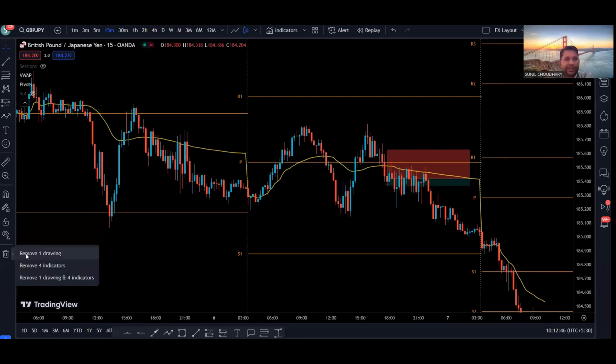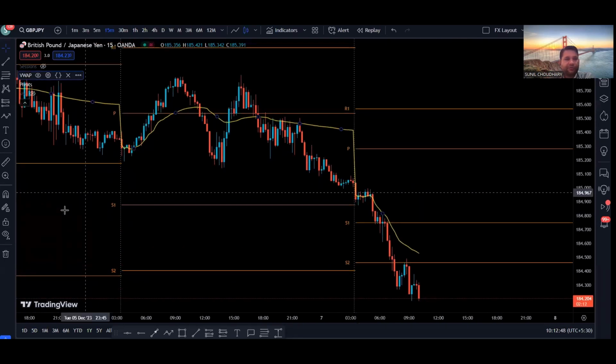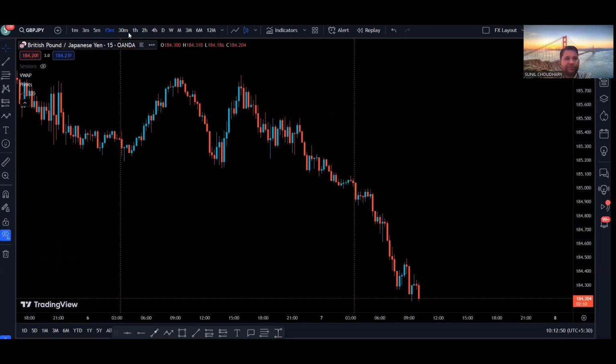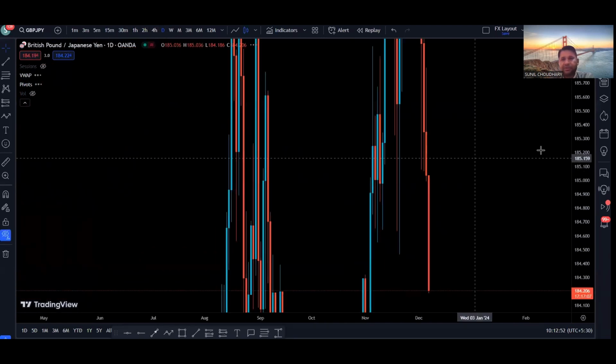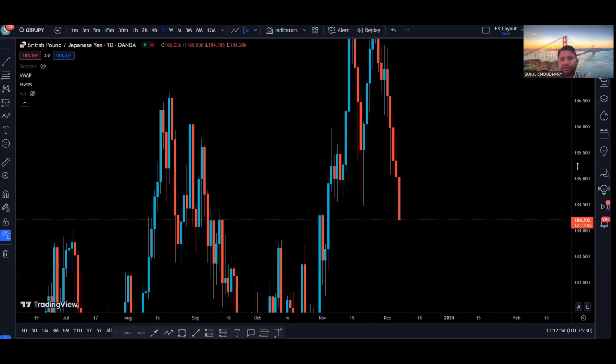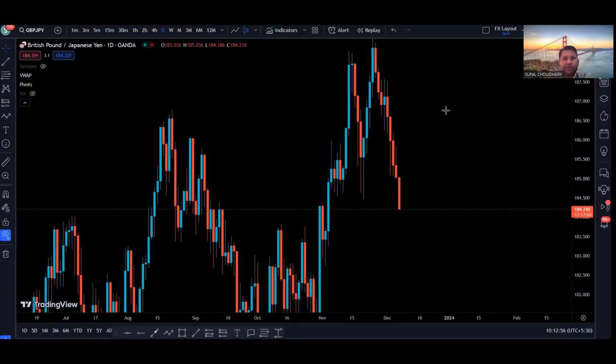Now let's talk about today. For today, again, we are going to start with the daily time frame and see what is happening. As you can see, we are continuously printing bearish candles. Yesterday's candle closed bearish, but right at the support. We don't know what's going to happen today. It would have been a much clearer picture if we had a bearish candle close below this support.